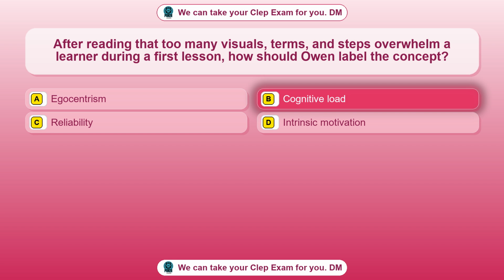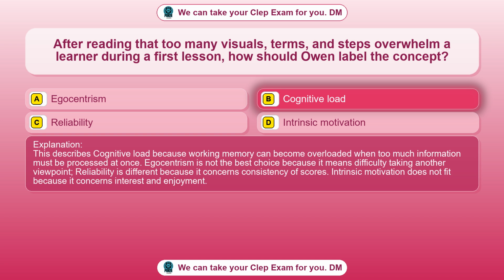Cognitive load. This describes cognitive load because working memory can become overloaded when too much information must be processed at once. Egocentrism is not the best choice because it means difficulty taking another viewpoint. Reliability is different because it concerns consistency of scores. Intrinsic motivation does not fit because it concerns interest and enjoyment.